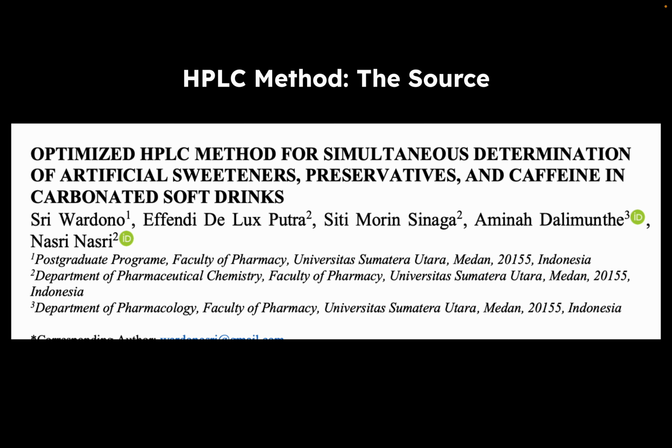Okay, so let's start with the HPLC method. I pulled this from an Indonesian journal. Very nice paper here. They had a very nice method. Everything was written out so well.